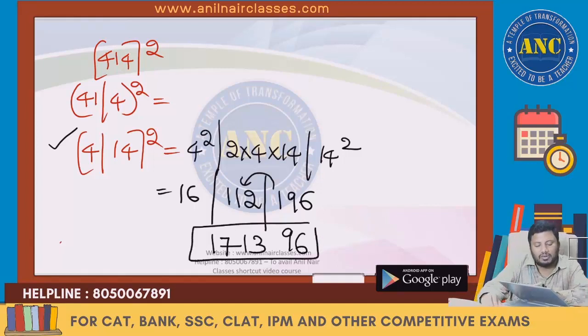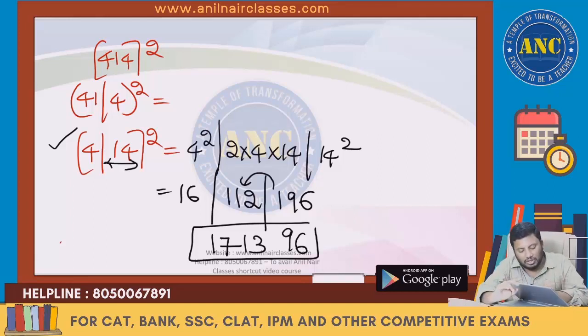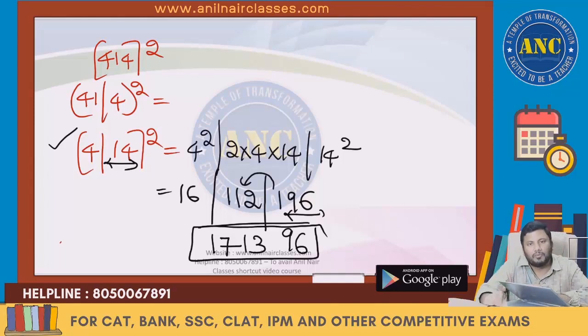171396. A square, 2ab and b square. 16, 112, 196. 96 is the last 2 digits. 1 is carried. 112 plus 1, 113. 13, 1 is carried. 171396. Now should I use this method or should I go with another method? Write down type 2.